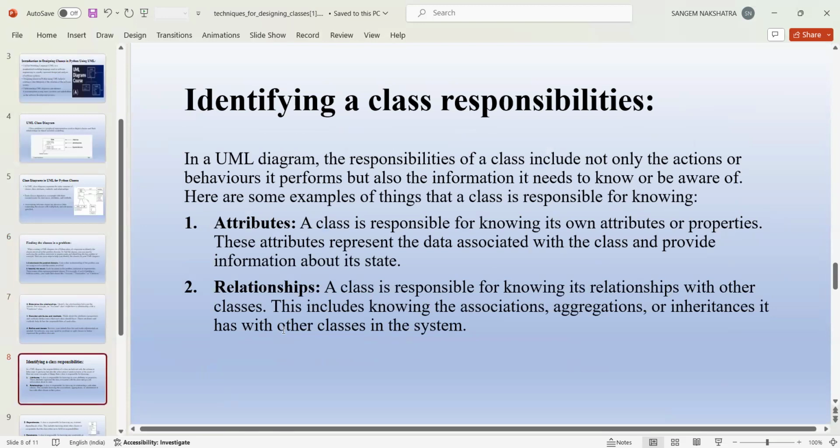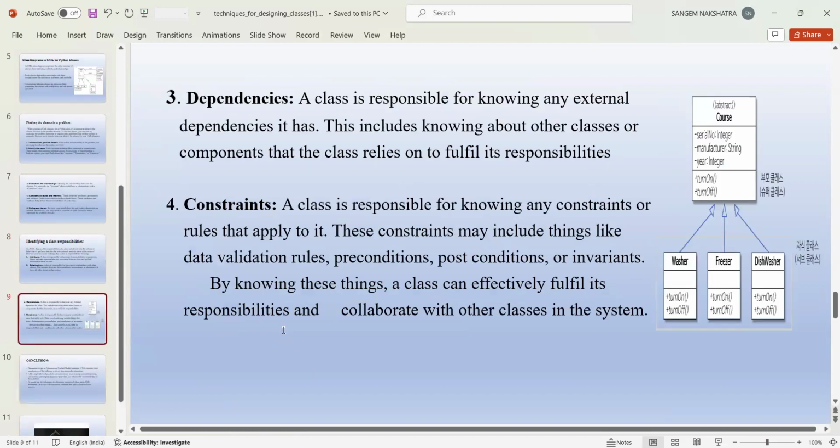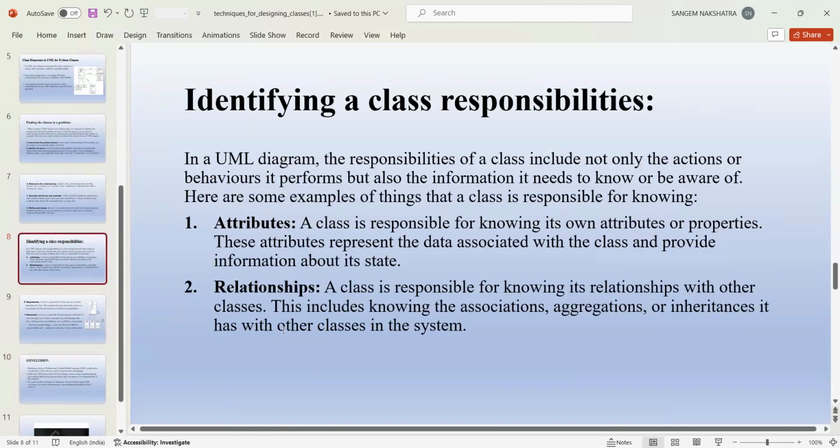Next one is identifying class responsibilities. In UML diagram, the responsibilities of a class include not only the actions or behaviors it performs, but also the information it needs to know or be aware of. Here are some examples of things that a class is responsible for knowing: attributes, relationships, dependencies, and constraints. Attributes. A class is responsible for knowing its own attributes or properties. These attributes represent the data associated with the class and provide information about its states.